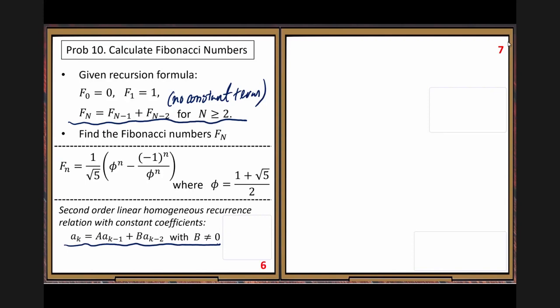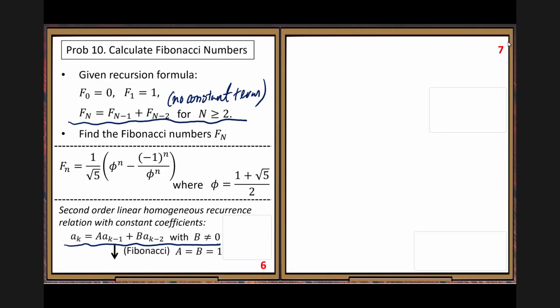But B cannot be zero. If capital B equals zero, then we get a first order, right? It's not a second order. It's not strictly a second order recurrence relation. So we get a first order, simpler one. Here we want to work on the second order. All right, so that's the assumption: B cannot be zero.